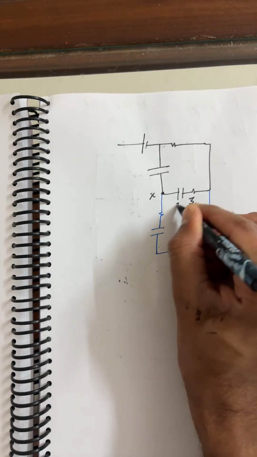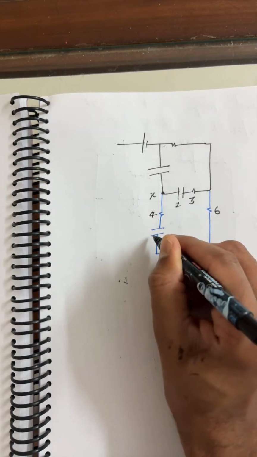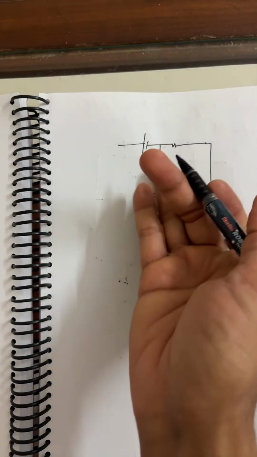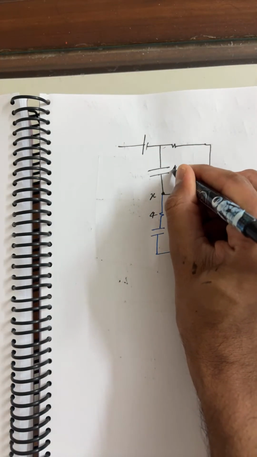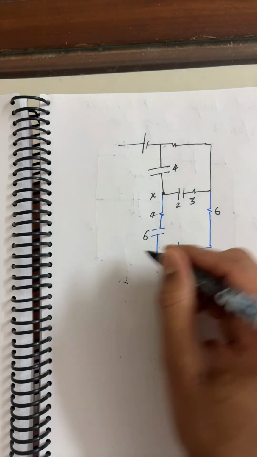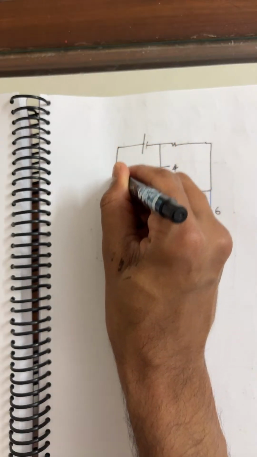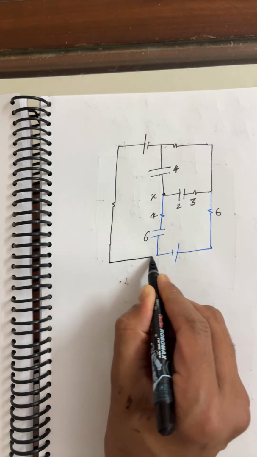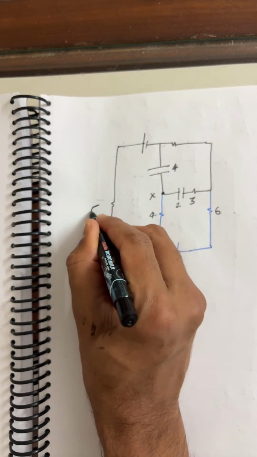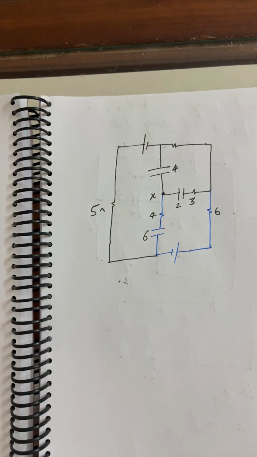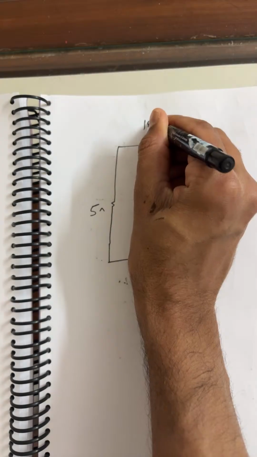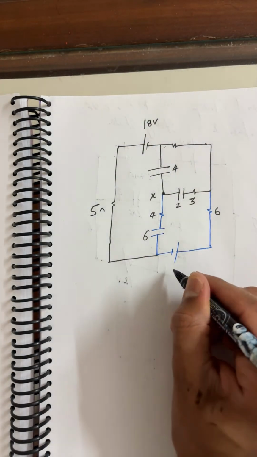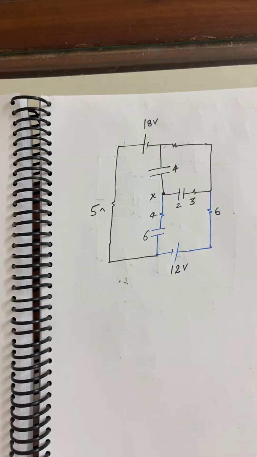This is 3. This is 2. This is 4. Remember here, this is a 4 microfarad. This is 6 microfarad. In this circuit there is nothing, only one connecting wire. Students, this is mentioned 5 ohm, right? This is 18 volt. This is 12 volt, right? You can say 18 volt here, and this is 12 volt, 6 ohm.